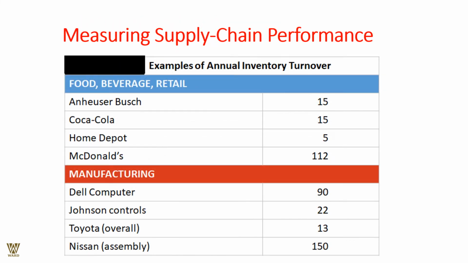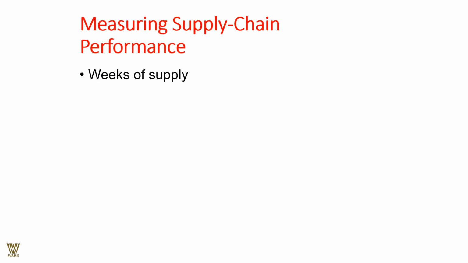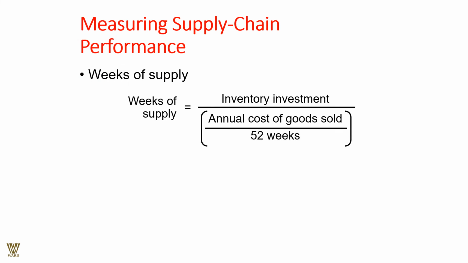Similarly, for annual inventory turnover in food and beverage or retail, look at Anheuser-Busch: it has 15, Coca-Cola has 15, Home Depot has 5, McDonald's has 112. These are food, beverage and retail businesses and their inventory turnovers. I'm just giving you the best practices of established, reputed brand names. For manufacturing, Dell Computer is 90, Johnson Controls is 22, Toyota approximately 13, or Nissan, as the case might be.